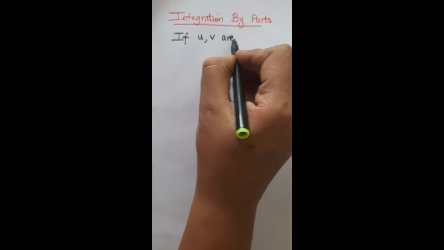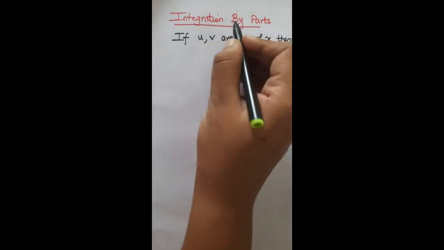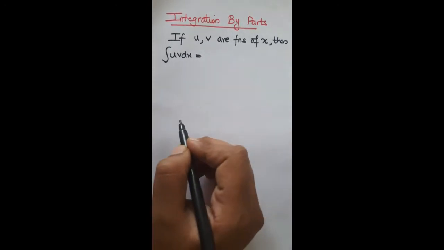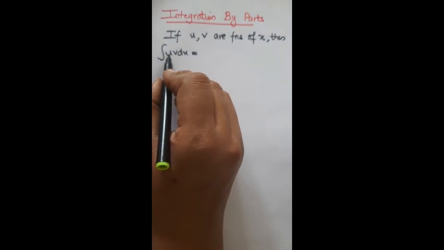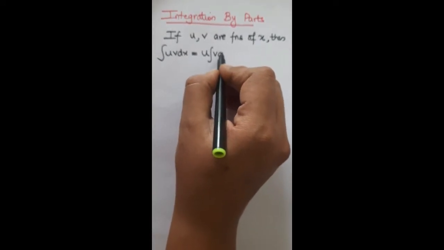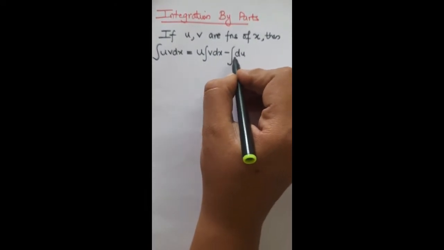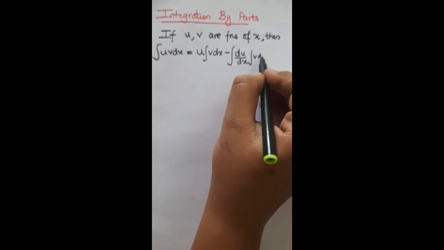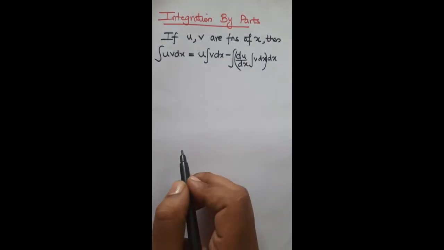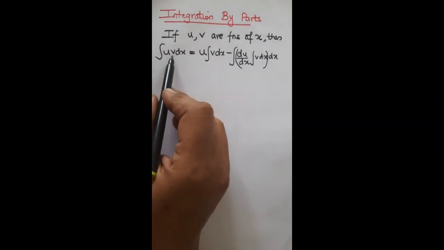If u and v are functions of variable x, then according to this method, integration of the product will be: u is the first function in the product and v is the second function. So keep u as it is, integrate the second function, minus integration, differentiate the first function, integrate the second function, and then integrate this product. Here u is the first function and v is the second function.